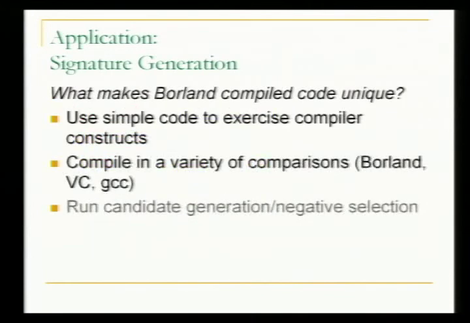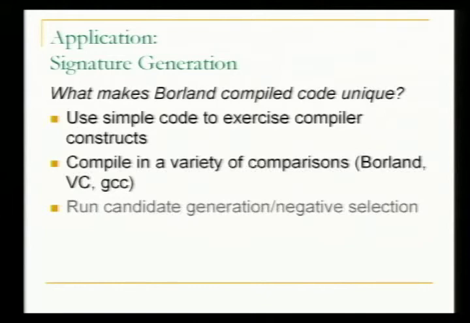So here's a quick example, and I'm going to do a really brief demo. Let's pose the question: what makes Borland compiled code unique? The way we're going to go about this is, first I'm going to use a very simple program that will exercise a number of compiler constructs. Then we're going to compile it with a number of compilers, Borland, Visual C, and GCC, to get some set to compare against.